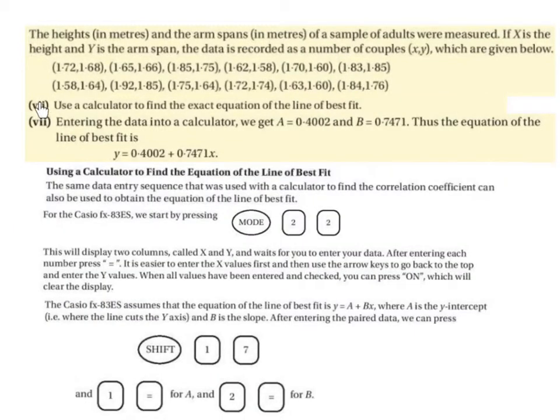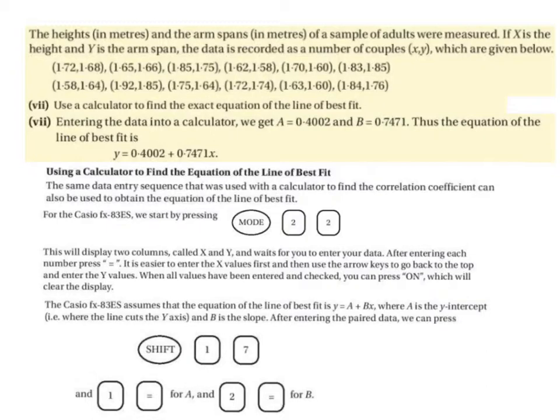Part 7. Use a calculator to find the exact equation of the line of best fit. So entering the data into a calculator, we get A is equal to 0.4002 and B is equal to 0.7471. Thus the equation of the line of best fit is y equals 0.4002 plus 0.7471x. So this is how we use a calculator, specifically a Casio calculator, to find the line of best fit.